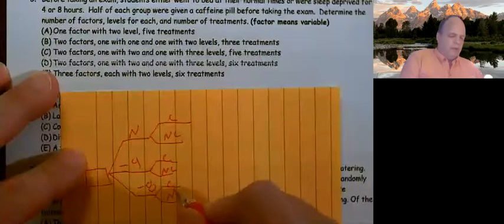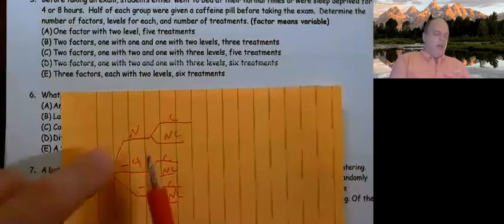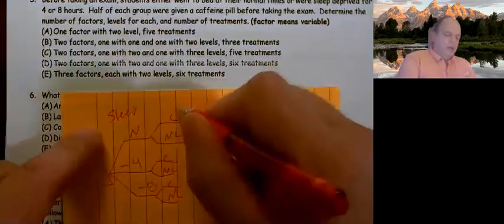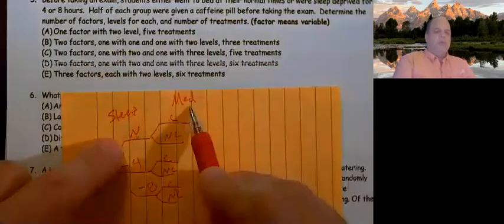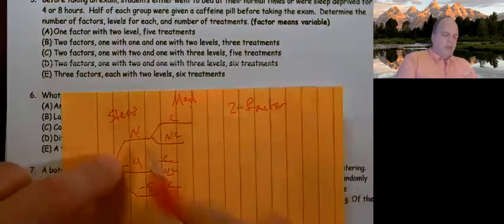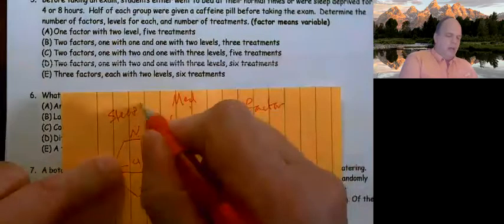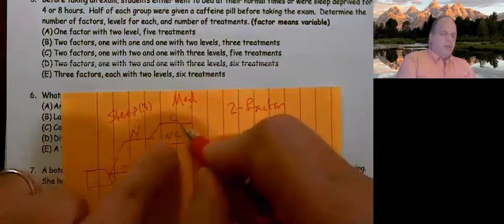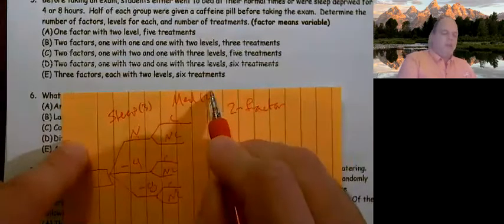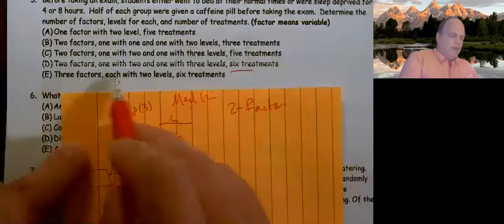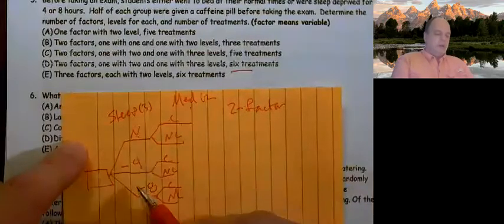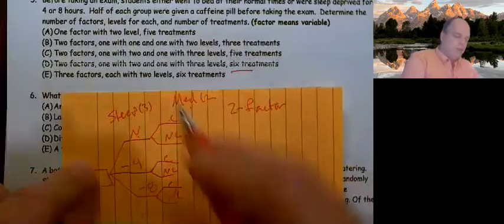caffeine, and no caffeine. All right, so in this case I happen to have 2 variables, which are sleep and the other is meds. So there's 2 variables, so that means I have 2 factors. This one has 3 levels, and this one only has 2 levels, caffeine or no caffeine. And if I multiply 3 times 2, that gives me 6, so I have 6 treatments. So I have 2 factors, one that had 2, caffeine and no caffeine. The other had 3, normal sleep, deprived 4 hours, deprived 8 hours. So in this case, my answer is letter D.